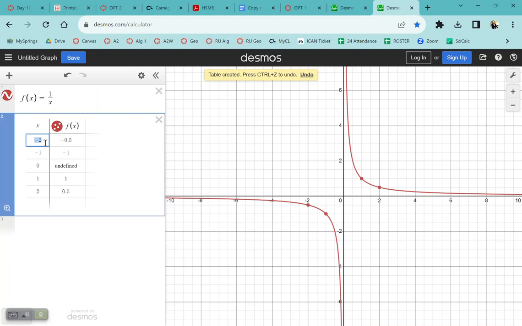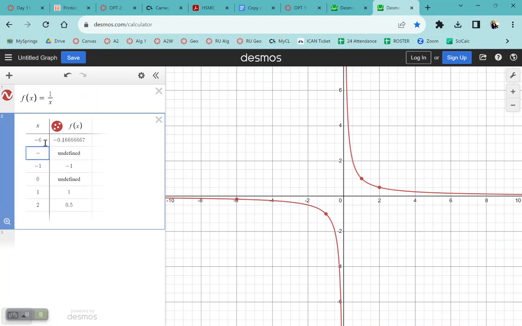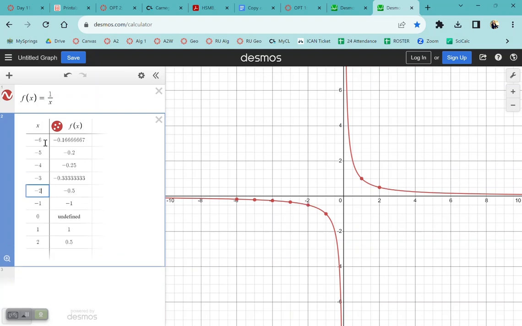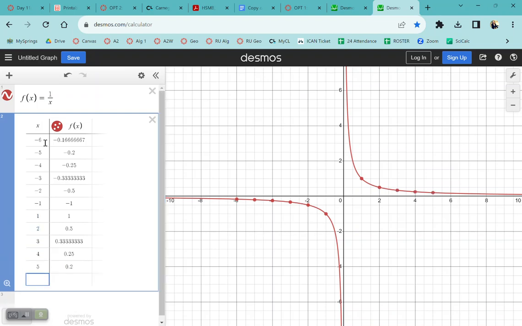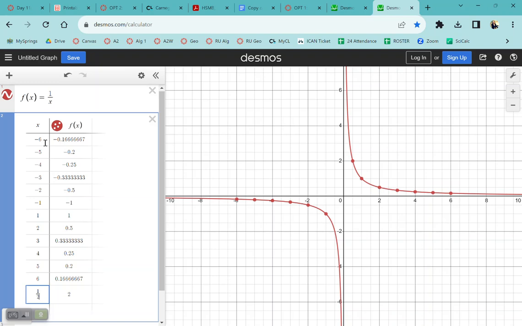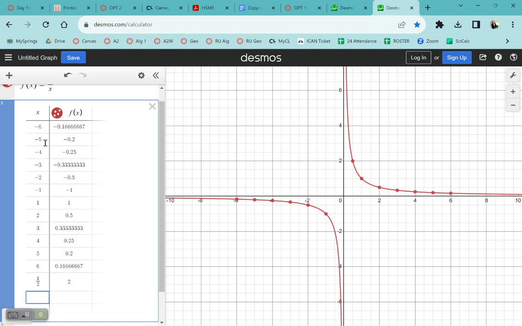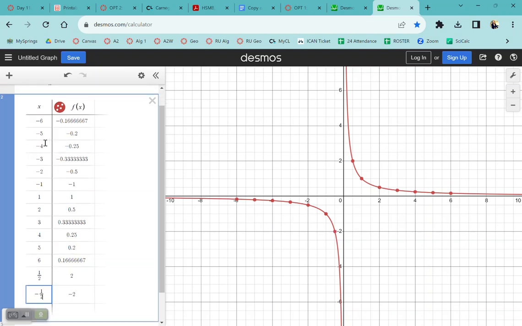And you can see -6, -5, -4, -3, -2, -1. Now we didn't plug in 0. 1, 2, 3, 4, 5, 6. So those are your fractions in decimal, but we also plugged in a half, and we saw that it was 2, and a -1/2. So those are the points that we had plotted. You can see them plotted on the graph now.